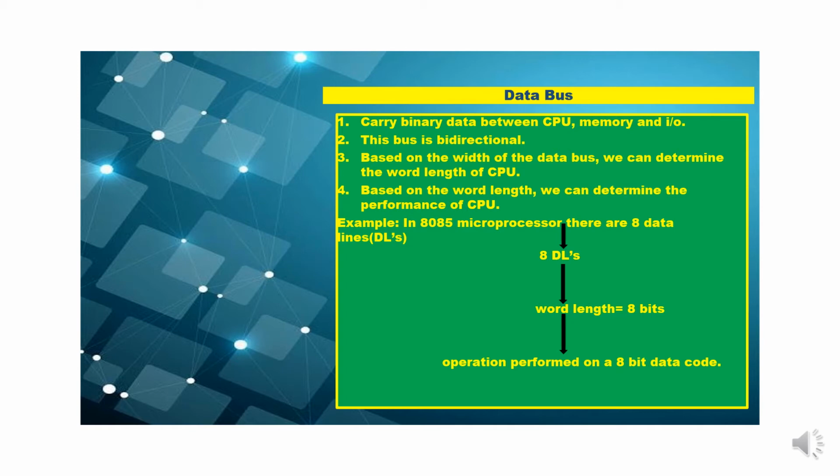For that purpose, I have made a short example, just for understanding purposes. In the 8085 microprocessor, there are 8 data lines, so the word length will be equal to 8 bits. So operations are performed on 8-bit data. This is just for a short understanding. That is how you can determine the performance of a CPU. Okay, students?